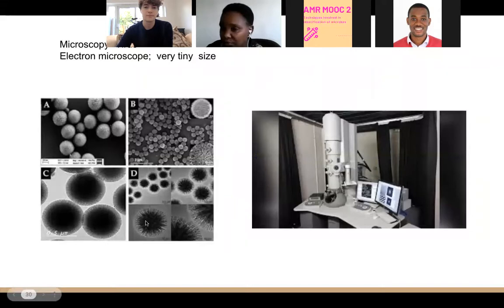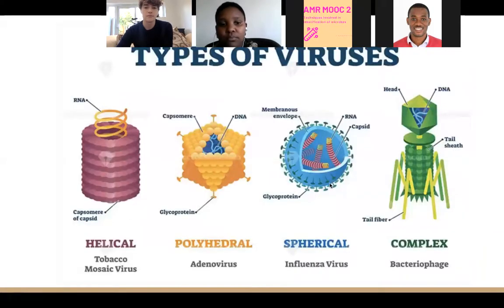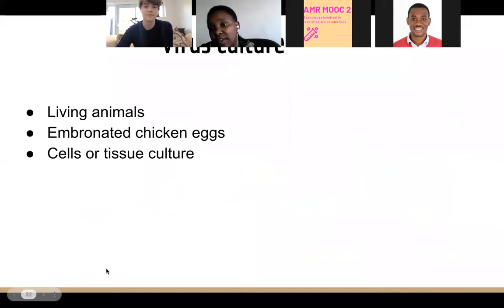Now we go to viruses, but due to their very tiny size, we tend to use electron microscopes when we are checking on the morphology of the viruses. And we have like 4 structures, the common structures of viruses. We have the spherical, for example, the influenza virus. We have the helical, for example, tobacco mosaic virus. We have adenovirus, which is polyhedral. And we have the complex one, like bacteriophages. So these are some of the common structures of the viruses. And you can observe them by using the electron microscope. But it's not very easy to visualize viruses.